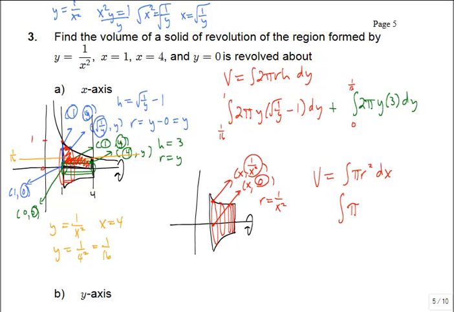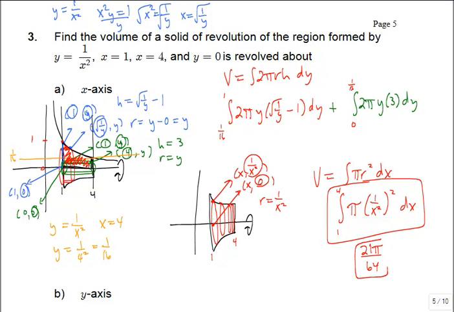So this is going to be pi times my radius, which I found out to be 1 over x squared. We want to square that. And then my bounds for x, well, this was from 1 to 4. So this is a much simpler integral to solve and to evaluate than these two up here. And the answer to this, if you solve it out, is 21 pi over 64.